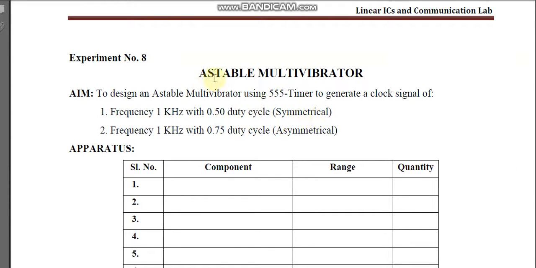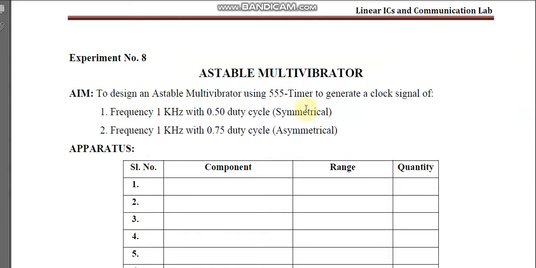One of the experiments that you have to do is the astable multivibrator. You will be doing this both in Multisim as well as using a circuit. So what is the experiment? The aim of the experiment is to design an astable multivibrator. You can design it using a 555 timer. It's an option; you can even use a 741. According to the syllabus, we are making use of a timer.